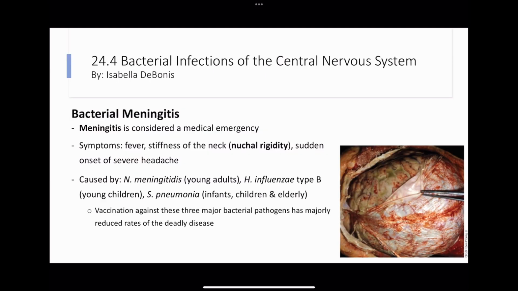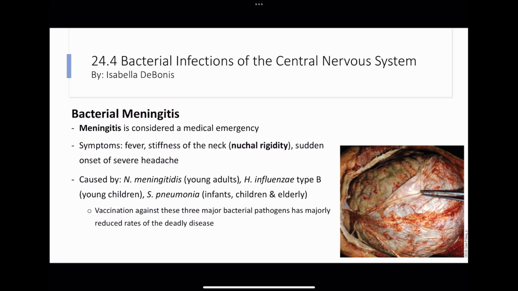Hi, my name is Isabella DeBonis, and I'm going to be covering bacterial meningitis. So, meningitis is considered a medical emergency, and some of the symptoms include fever, stiffness of the neck, and sudden onset of severe headache. There are 3 different types of bacteria that can lead to further health issues with meningitis.